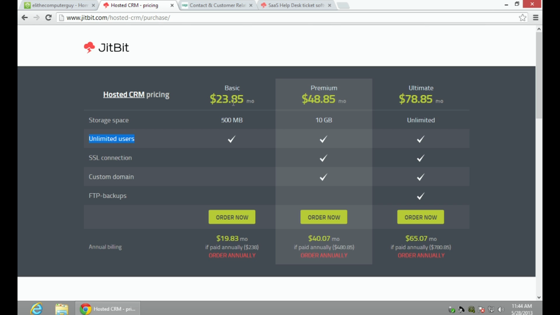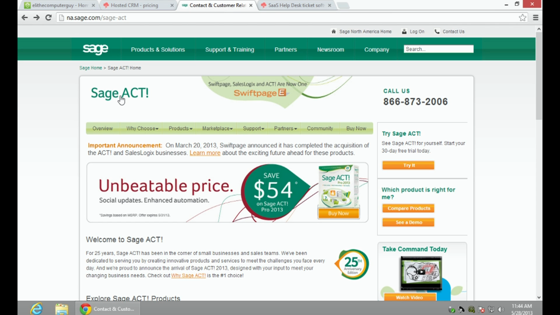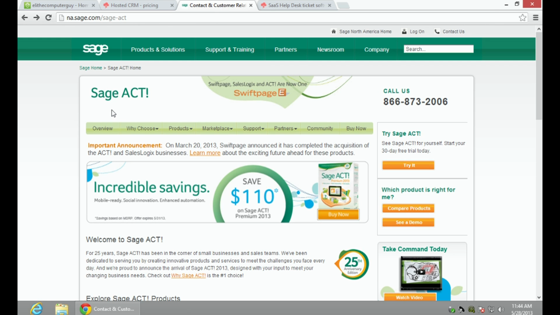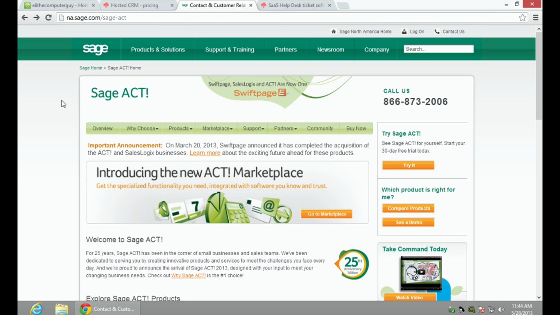So you look at that price. Is that per user? Is that per concurrent connection? Is that for the service? So the one nice thing with JitBit is it's 24 bucks and you can use this for your entire company. Whereas if we go over here, Sage Act, these guys have been around for like ever and a day. Act itself has been around since the 90s. They've been bought and sold and bought and sold a couple of times.